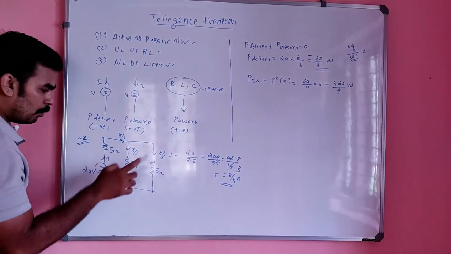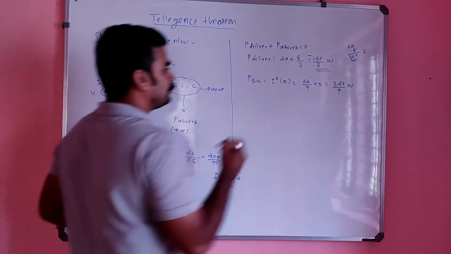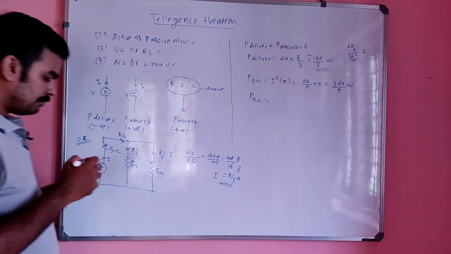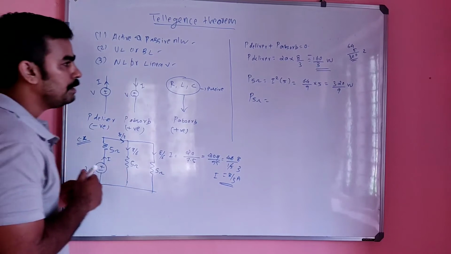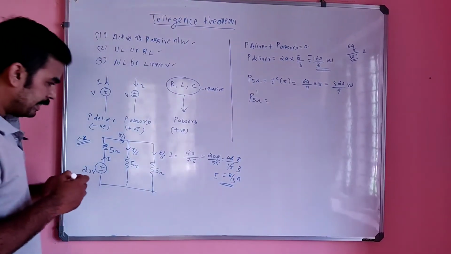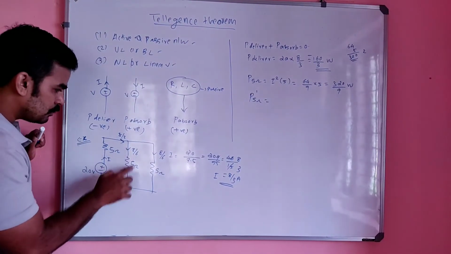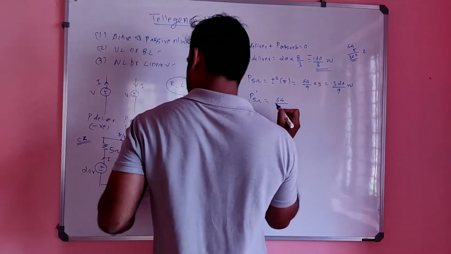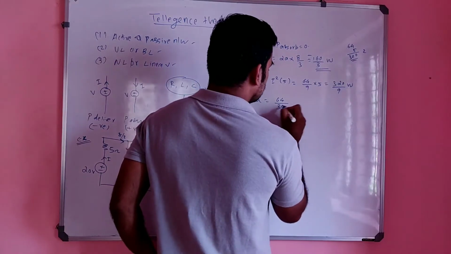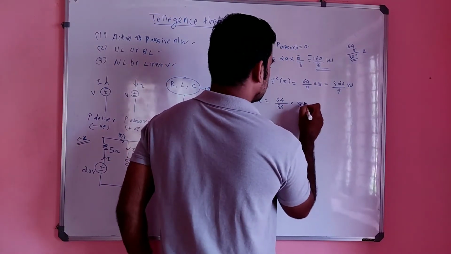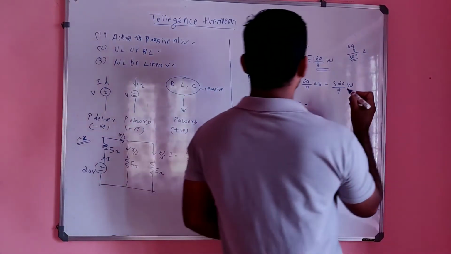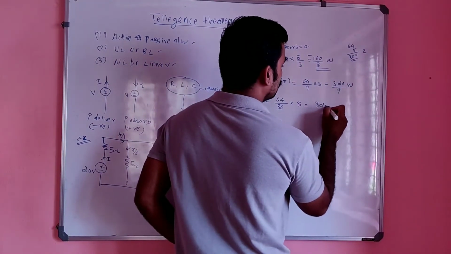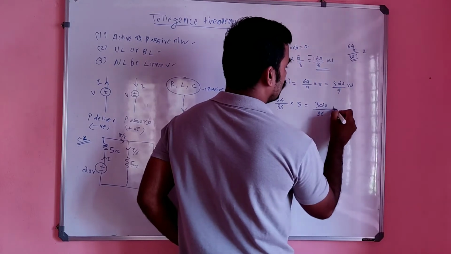Now, what is P across this other 5 ohm? Let it be P dash. It is I square into R, that is 64 divided by 36 into 5 watt. It is nothing but 64 into 5, which is 320, so 320 divided by 36 watt.